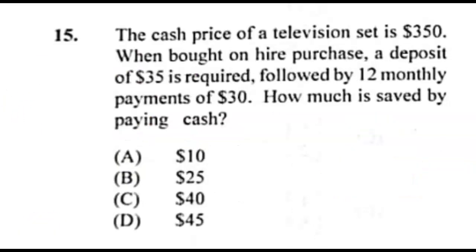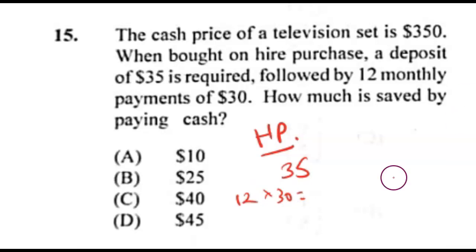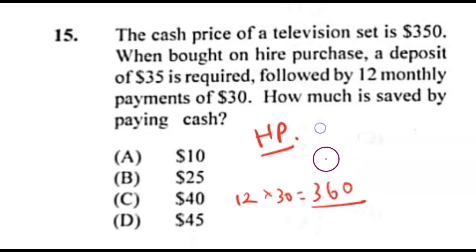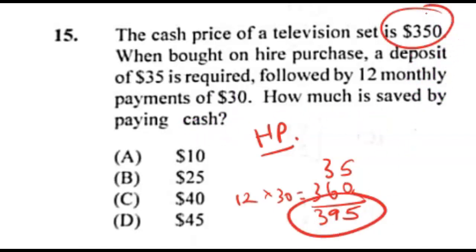The cash price of a television set is $350, or it can be bought on hire purchase. Now the hire purchase has a couple of conditions. There's a deposit of $35, and then there are monthly payments of 12 by $30. So 12 by 30, that's $360. Add in your $35 to this now. Let's line it up properly. You get $395. Now they ask how much is saved. So we take this $395 and minus the $350, and we will get $45. So number 15 is D.